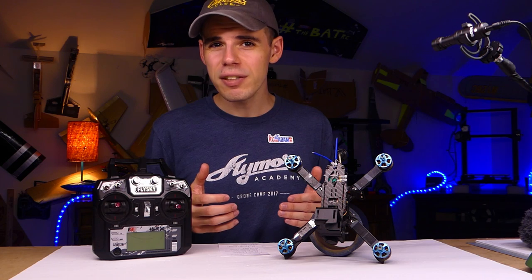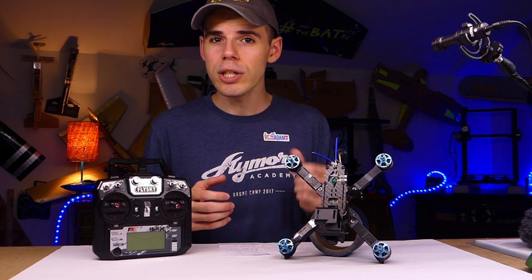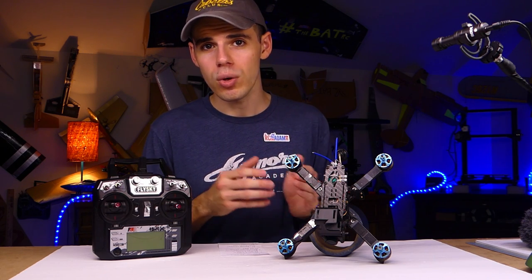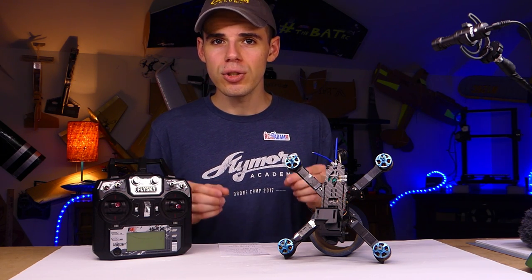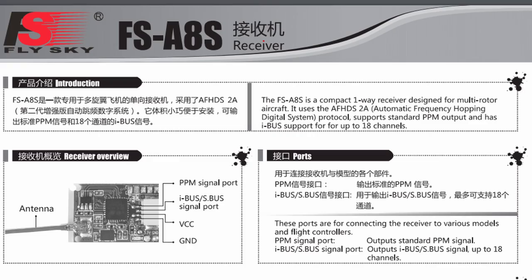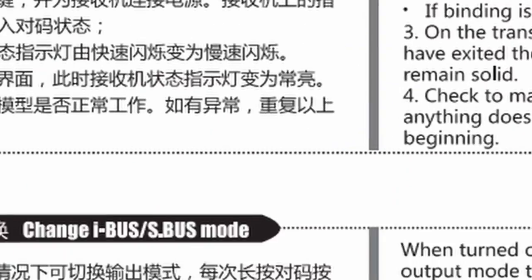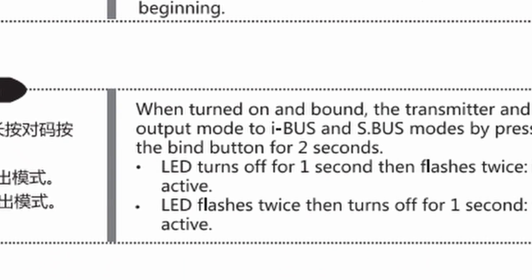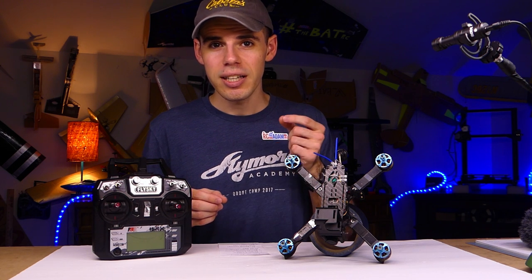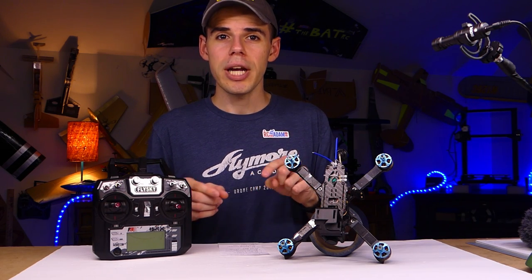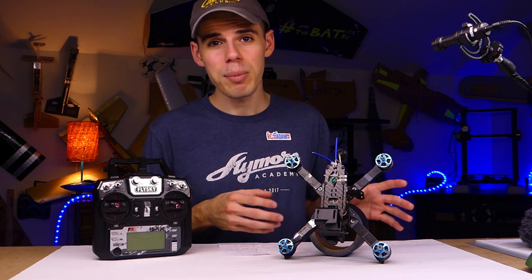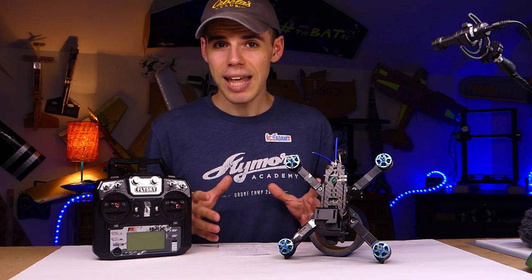Also, some receivers can have a switchable output mode in terms of whether they're using IBUS or SBUS. So you may need to do that. I think I know of some Eachine receivers, I think it's the AE8S or something like that. Anyway, some receivers do have a physical button on there that you need to press in order to change the mode that the receiver is working in. So usually either IBUS or SBUS. So double check that as well.